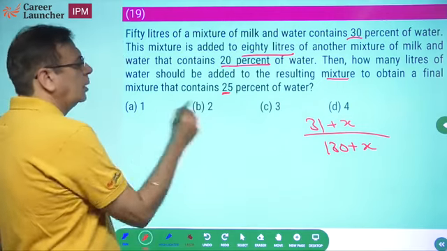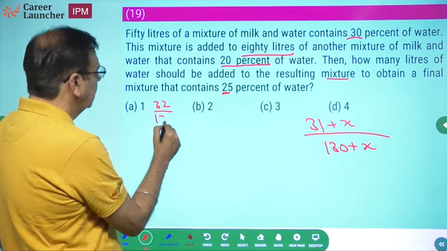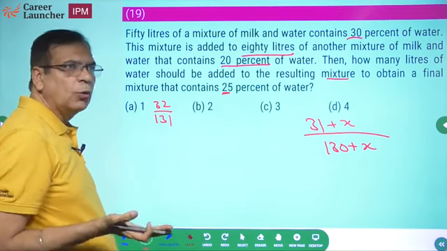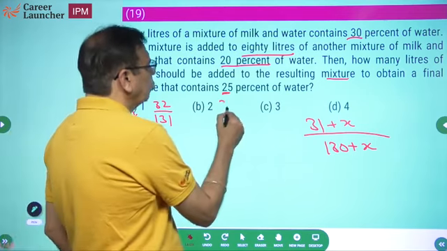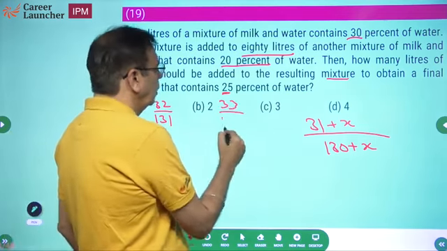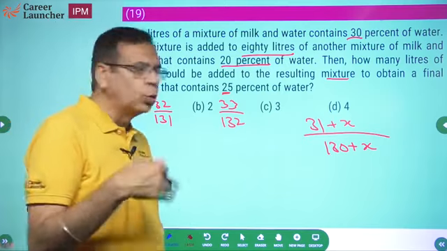What does it become? X is 1, that means 32 upon 131. What is 32 into 4? 128. Wrong. We needed 131. 31 plus 2, 33 upon 132. 33 into 4, 33 into 2, 66 into 2, 132.